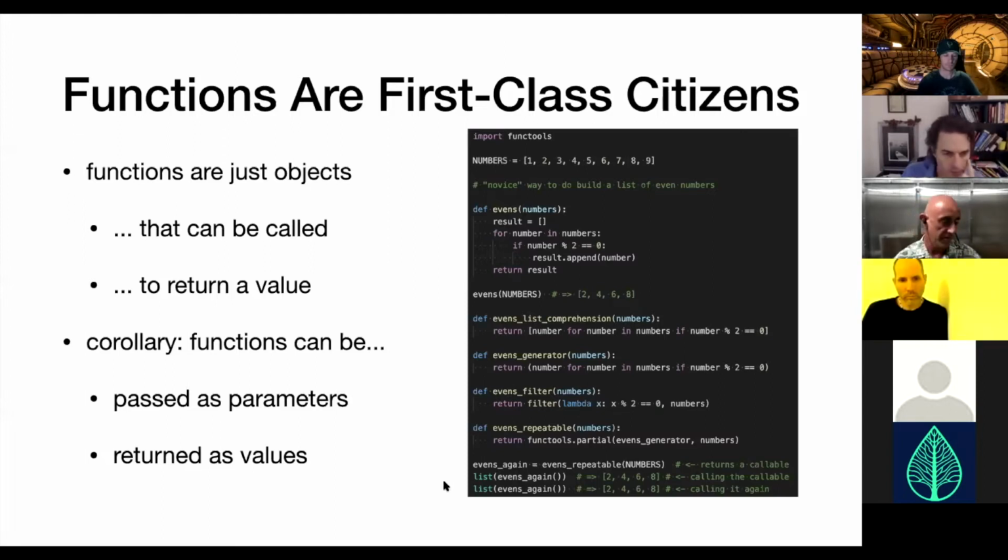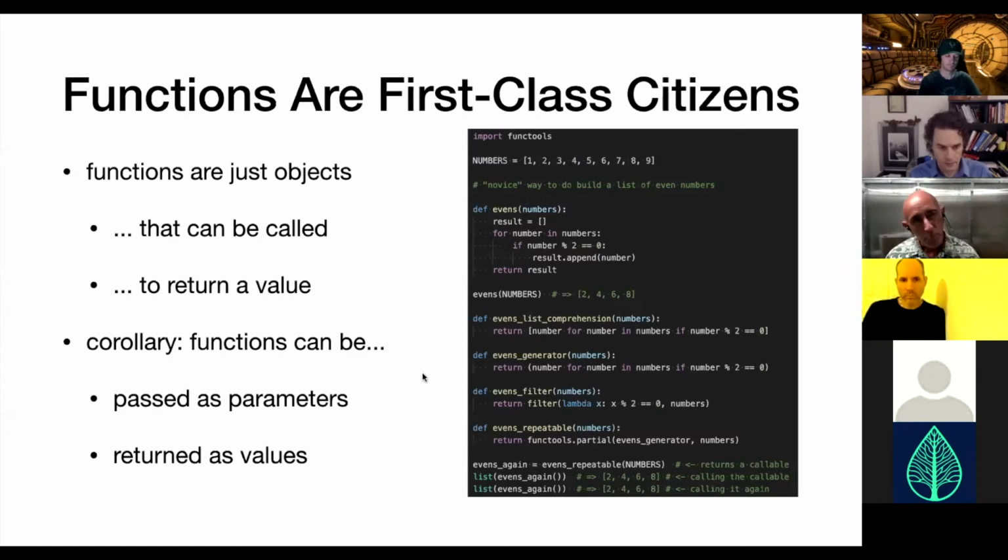Normally with a generator, you iterate over it once and then you have to reset the generator and start over. So this is a way of saying, when I call my function called evens repeatable, what I really want you to do is call this other function and send it these parameters in this way. What I get back is a function, so I call the thing I get back. If I call evens repeatable, it gives me back a function that I can call. So I'm calling that function evens again. And every time I call evens again with open and close parentheses, what I get back is that list of evens. So functions can be passed as parameters, functions can be returned as values.